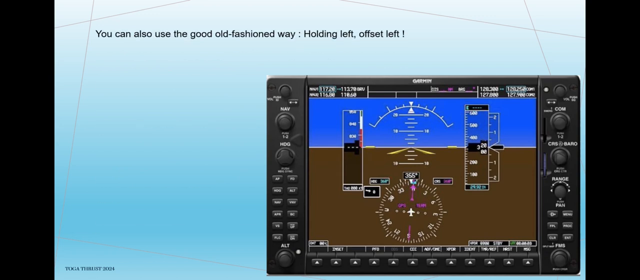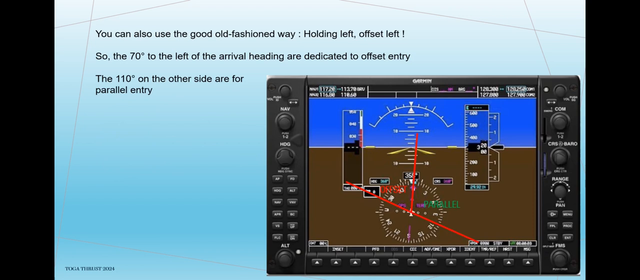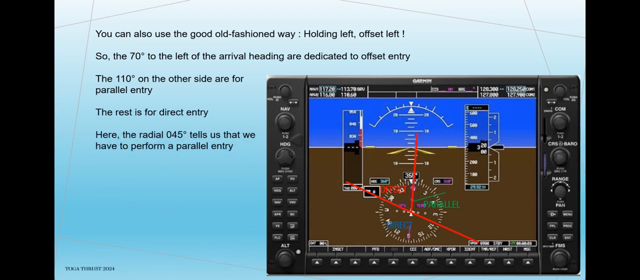You can also use the good old-fashioned way, holding left, offset left. So, the 70 degrees to the left of the arrival heading are dedicated to offset entry. The 110 degrees on the other side are for parallel entry. The rest is for direct entry. Here, the radial 045 degrees tells us that we have to perform a parallel entry.